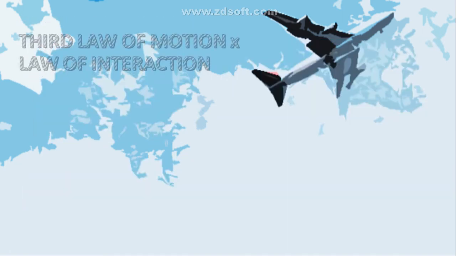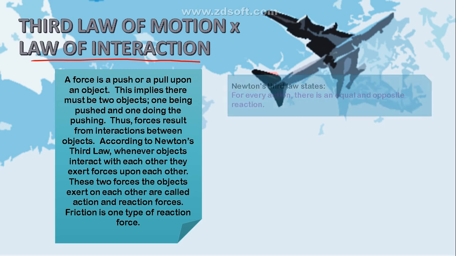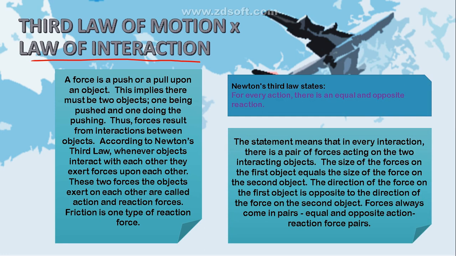Okay. And then the third law of motion is also known as the law of interaction. Okay. So the law of interaction, actually, the most important thing here is that, sabi niya, Newton's third law states that for every action, there is an equal and opposite reaction. So this law is what we most use as an explanation in aerodynamics.